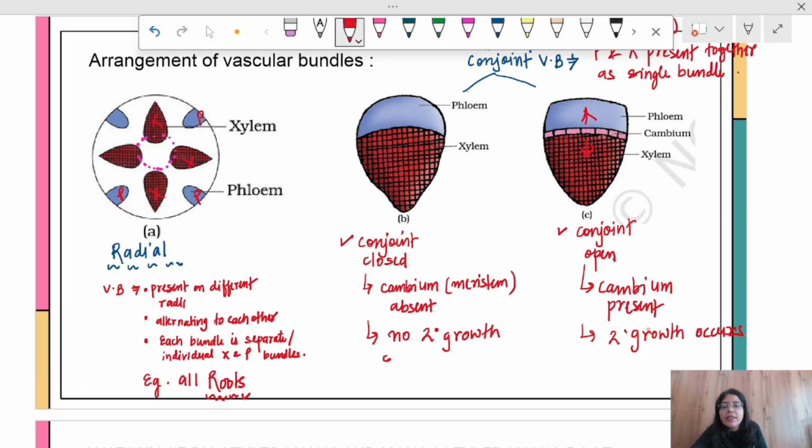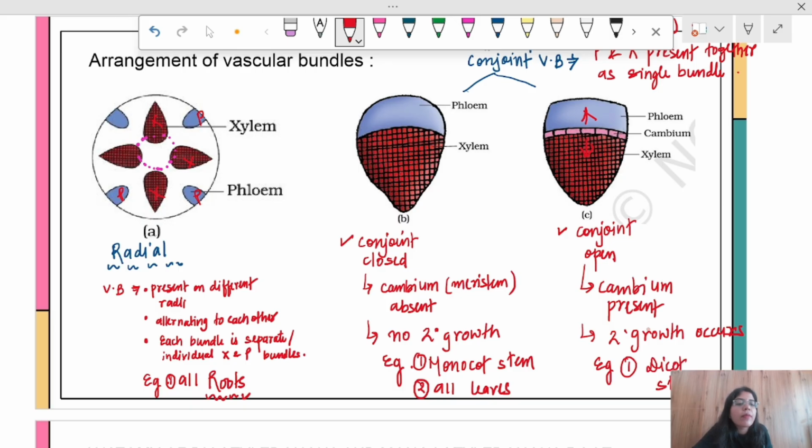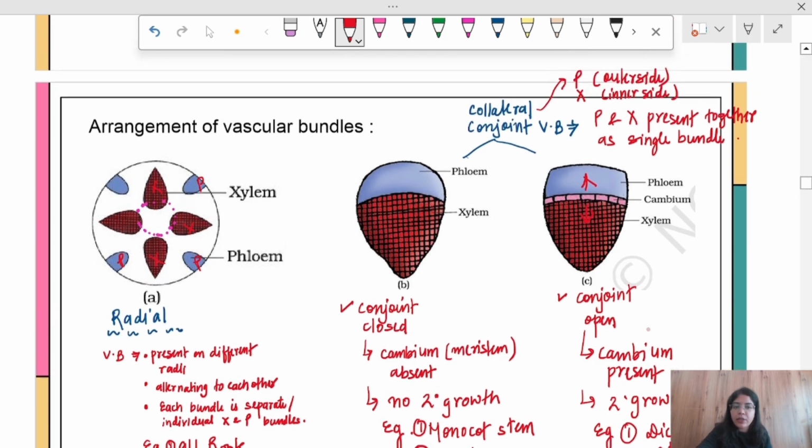What is the example for conjoint closed? For conjoint closed, we have an example. Please remember all monocot stem and all leaves, whether it is dicot leaf or monocot leaf. These two you have to remember: monocot stem and all the leaves. And here all the roots are having radial. And what you will remember here, dicot stem is having conjoint open type of vascular bundles. I hope this is understood to you.